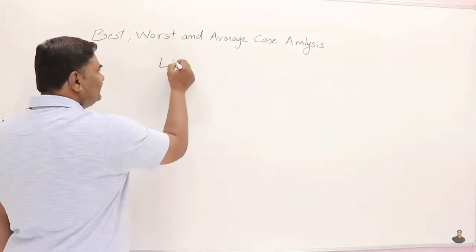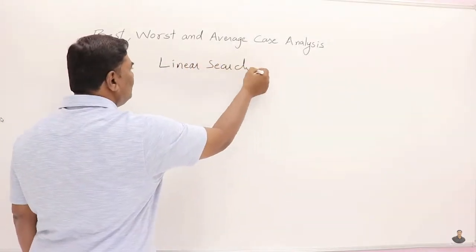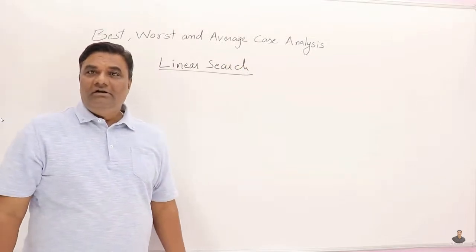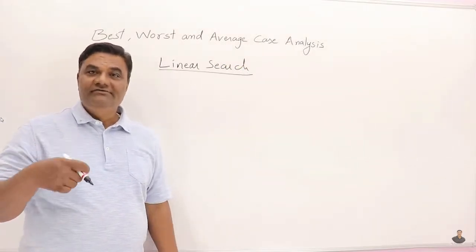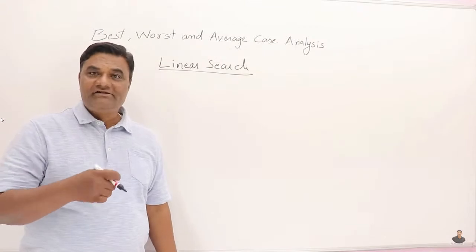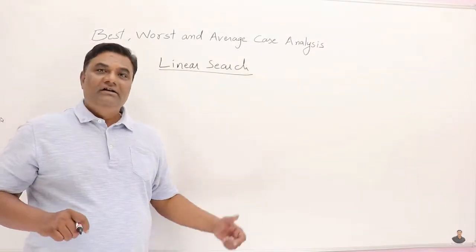The first one is linear search. If a list of elements is given, then when we are searching for any element in that list, we have different search methods available, like linear search and binary search. Let us see how linear search works.